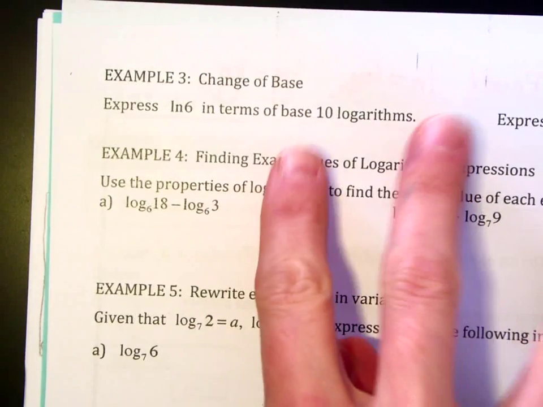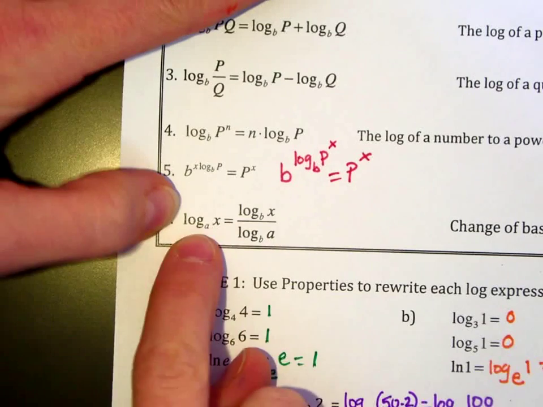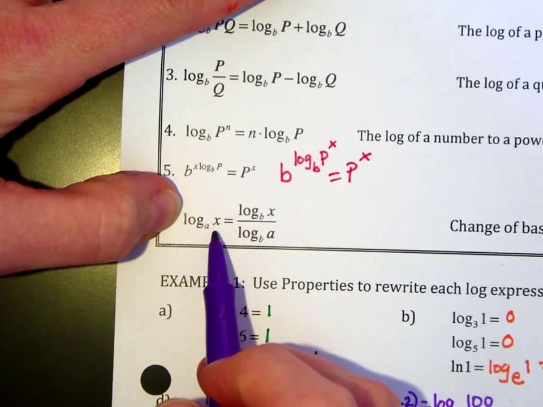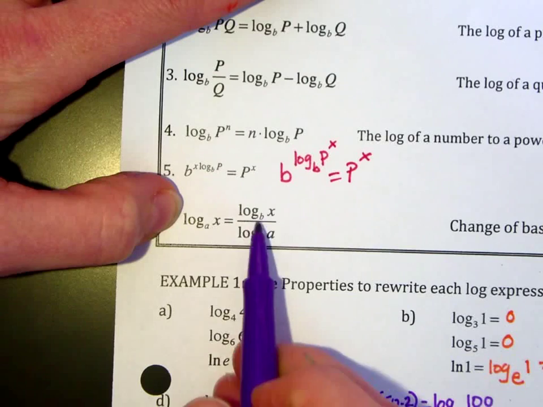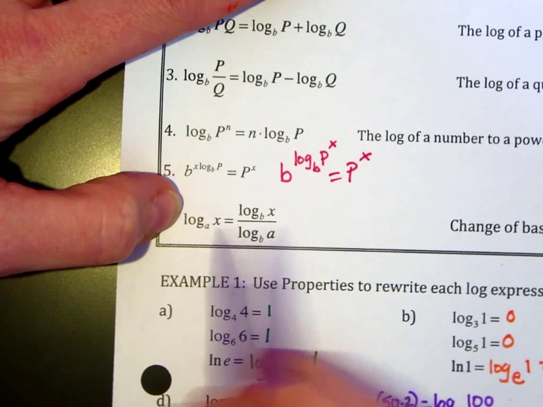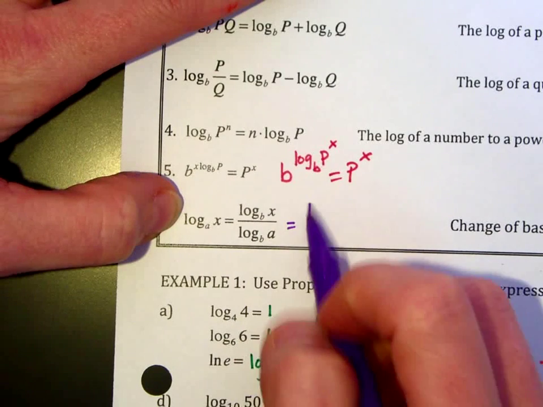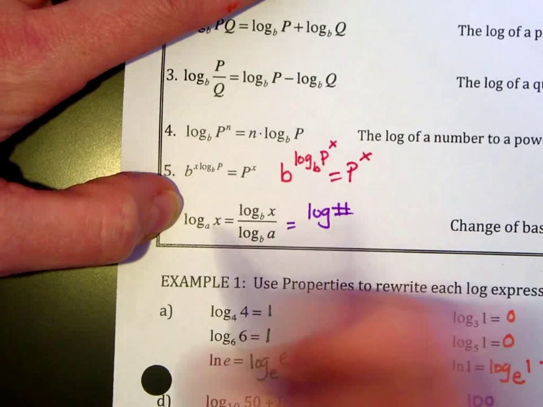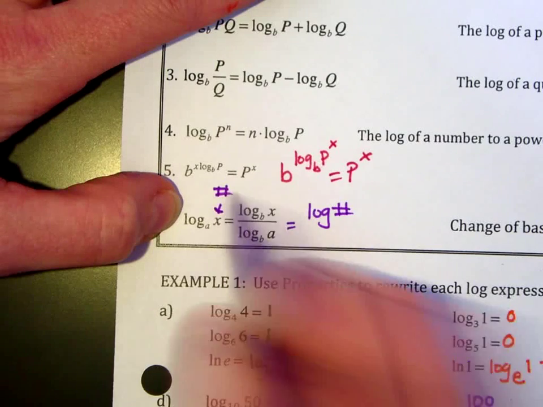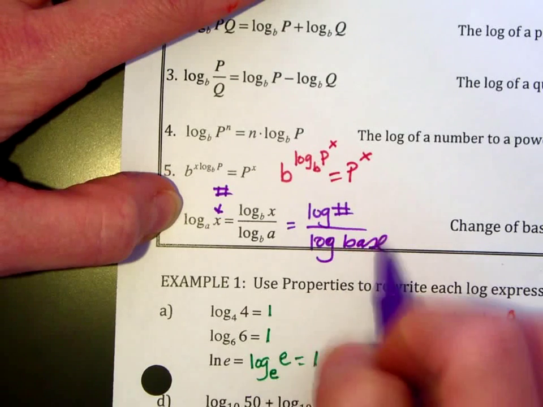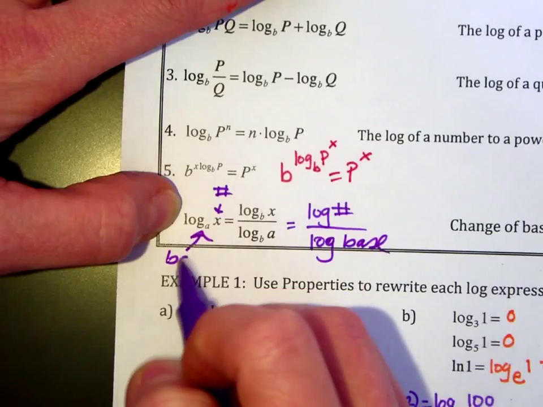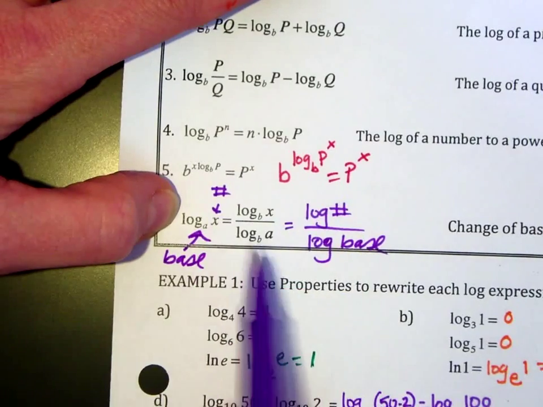For change of base, on the previous page here, we have log base a of x is equivalent to log base b of the number over log base b of the base. So I tend to say this is like the log of the number, where this is my number, over the log of the base, where this is the base that I'm referring to. Now the convenience of this is we can switch this to any base.